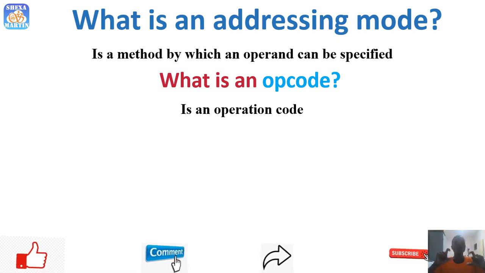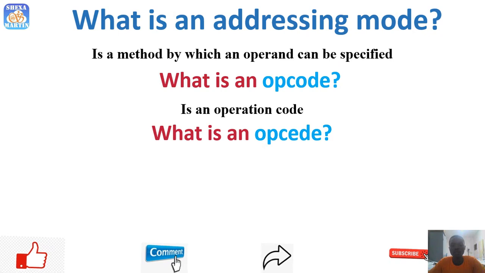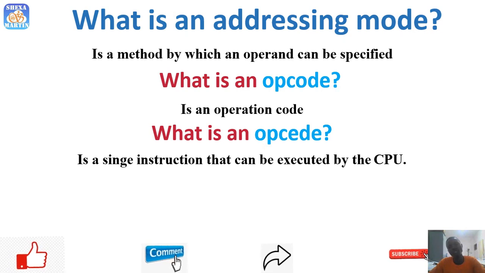That instruction that is telling you the operation to be done on an operand, or the instruction that is acting upon the data, or acting upon the information that you want to manipulate or process. And then we have what we call an instruction. An instruction in this case is a single instruction that can be executed by the CPU. Somebody is now confused, I'm sure. I said an opcode is the move instruction, as an example, we have add, and so forth.